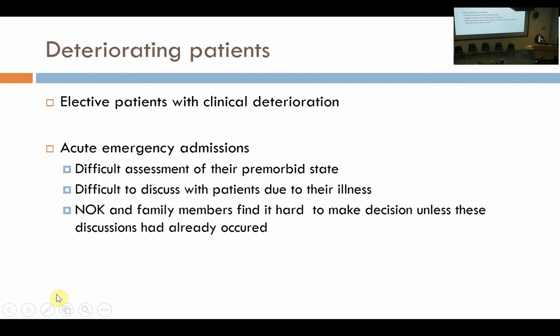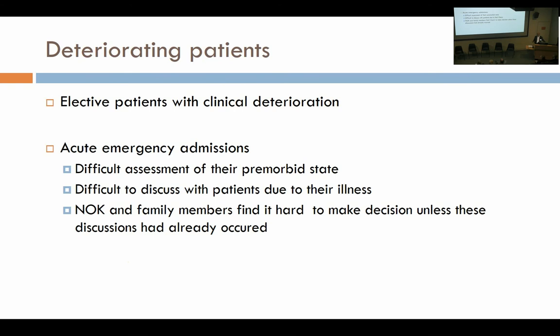In elective patients, it's a little bit easier, in the sense that these are patients that we as surgeons have seen in our rooms. We know them, we know what their goals are. We've discussed all these issues, so we understand their goals of therapy a lot better. If they deteriorate, we know what we've discussed, and the goals of therapy are easier to manage. But in emergency patients, it's a lot more difficult because we've never seen these patients before.